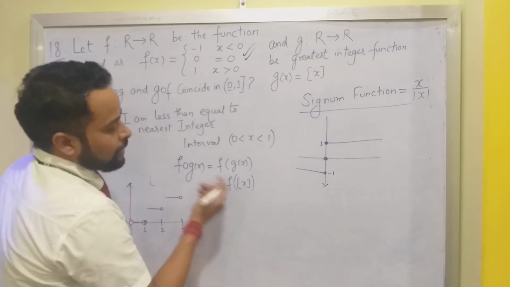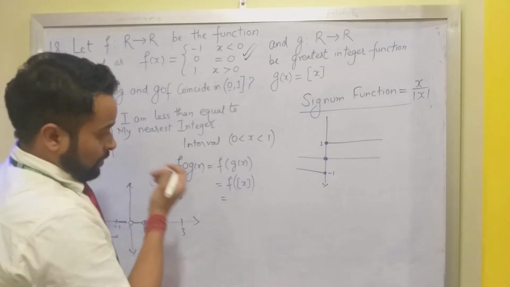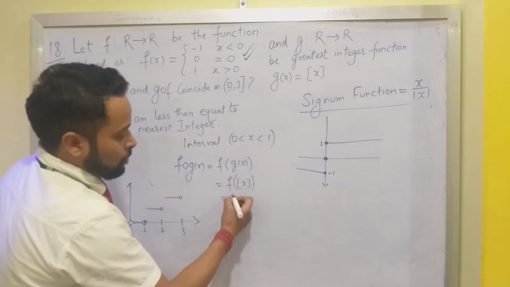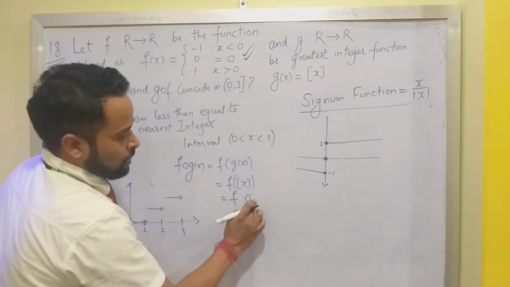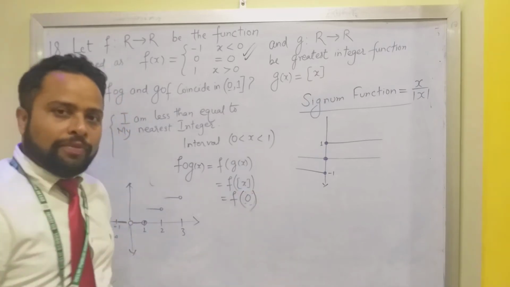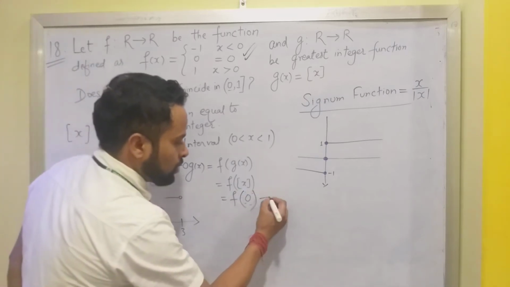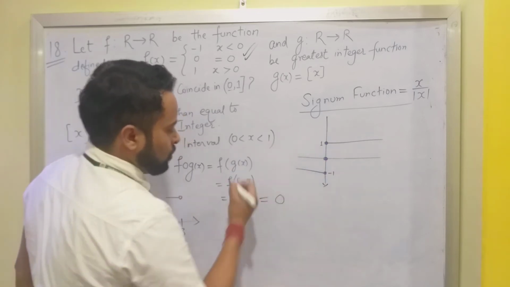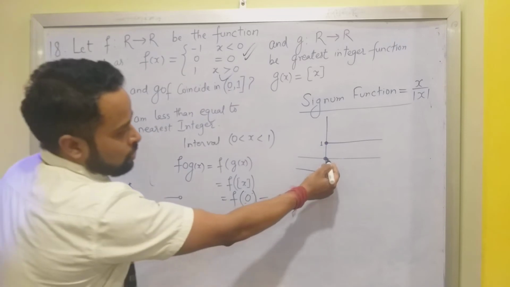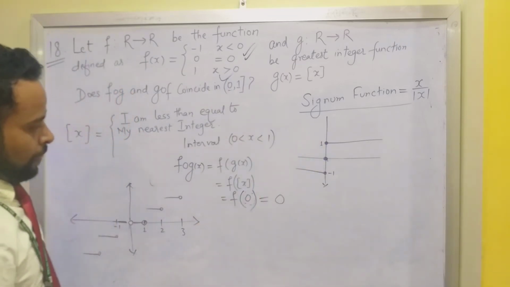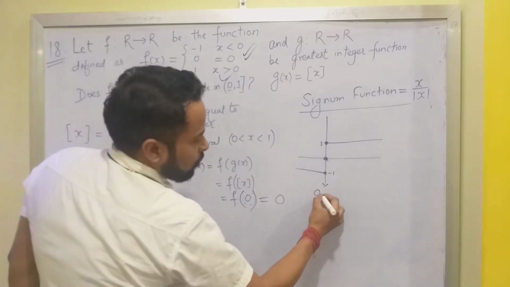And my greatest integer of x between 0 to 1 will give me 0, and f of 0. What is f of 0? F is the signum function. For 0, I am getting 0. So f of 0 is 0. Now GOF.